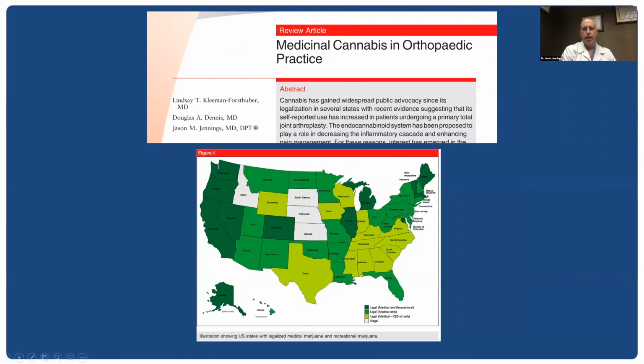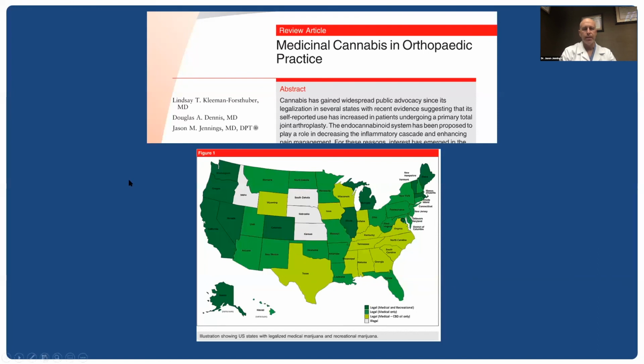So there's been a significant amount of change and legalization in different states. And this was an article that my partner, Dr. Kleeman, Dr. Dennis, and I did together for the Academy. This data may be a little outdated. This was from last year, but you can see there are certainly a lot of states that either have legal use for recreational or medicinal reasons. And as this number continues to increase, I suspect that our clinics will be overwhelmed with some of these patients.